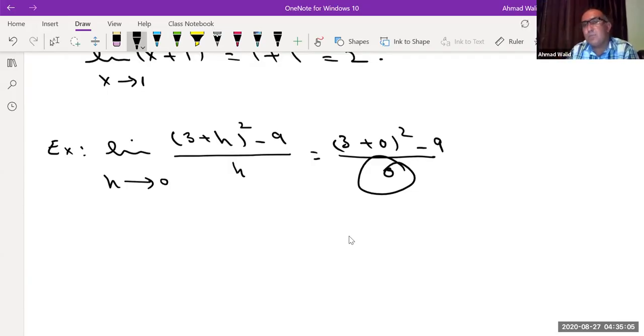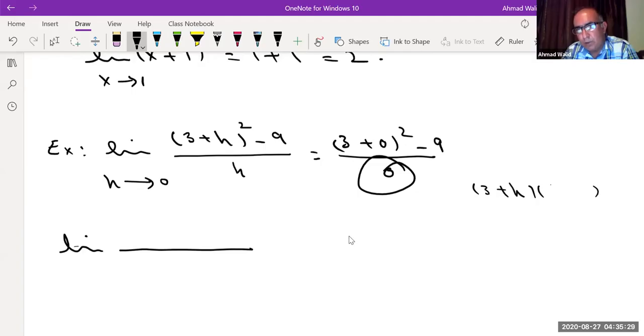Then how to deal with this problem? Can I simplify the top a little bit? The only algebra that I can do here is to simplify the numerator, right? Then limit of, what is 3 plus h squared? Some of you, maybe your professor in algebra class told you to do this. It's okay to do this. 3 plus h squared means 3 plus h times 3 plus h, and you can simplify.